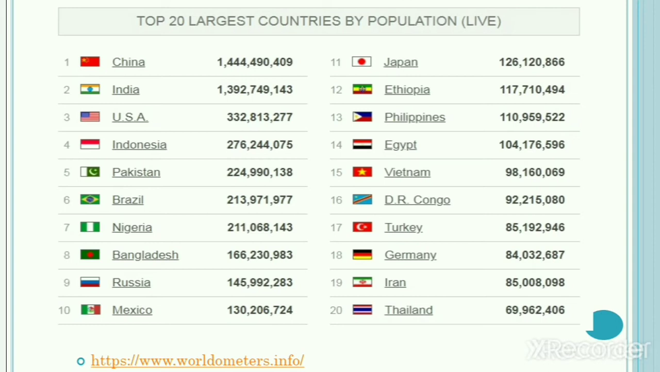USA ranks third in the total population with 0.3 billion, followed by Indonesia with 0.27 billion and Pakistan with 0.22 billion population.